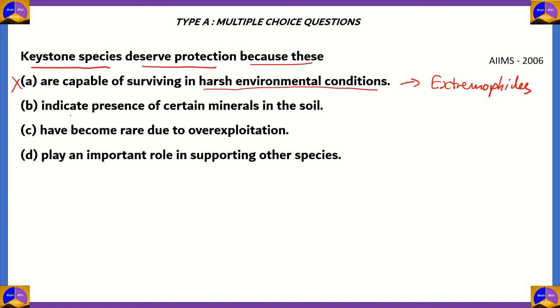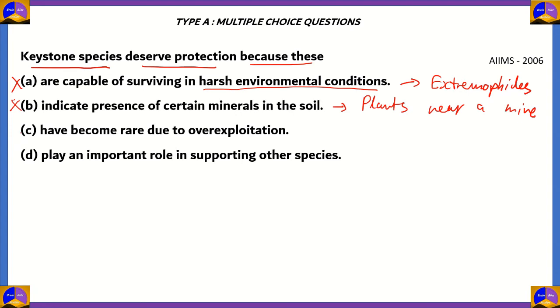What about option B? Indicate presence of certain minerals in the soil. This is characteristic of plants near a mine. So if you have plants living near the coal or gold mines, there will be traces of gold in the plant body, which indicates that there is gold here. So therefore option B is incorrect because this is not the definition for a keystone species.